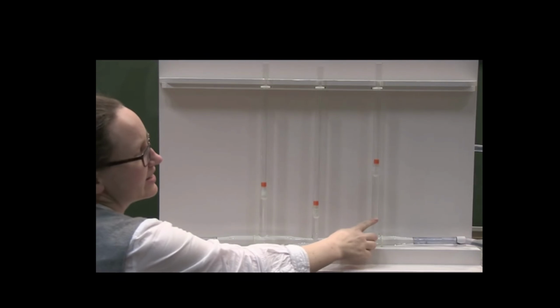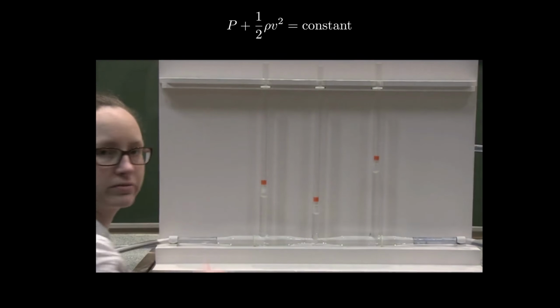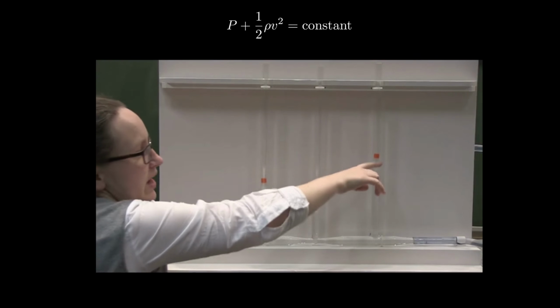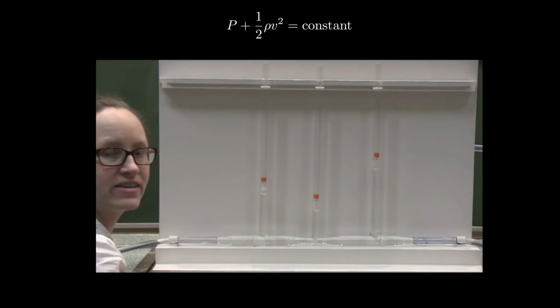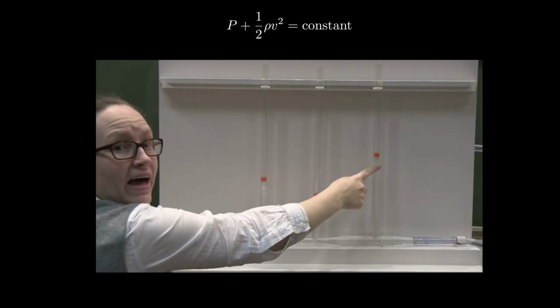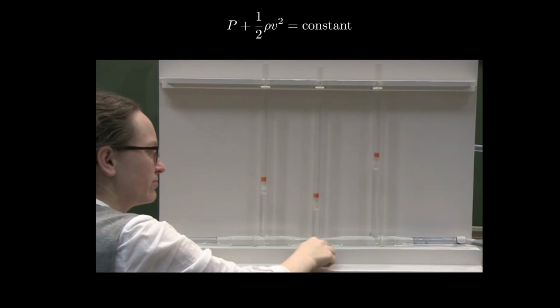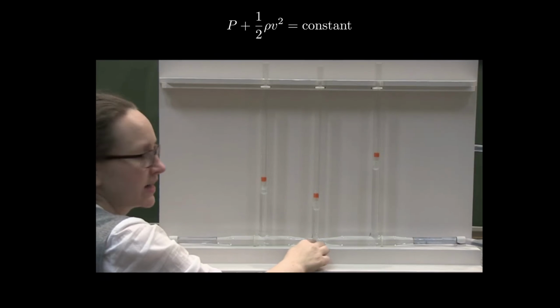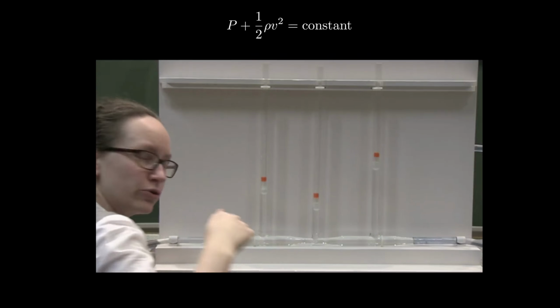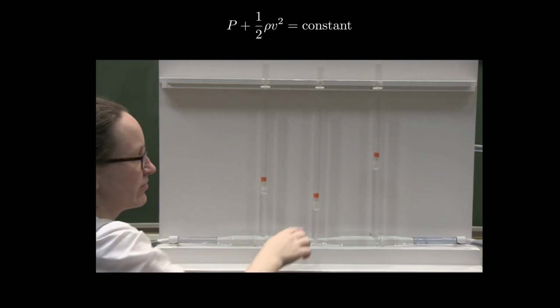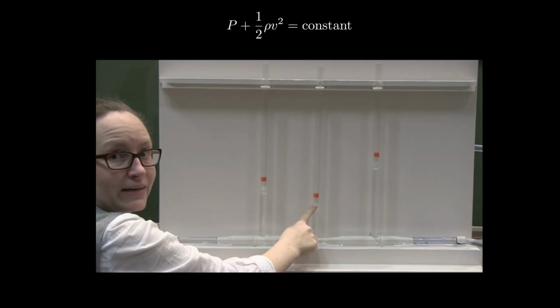So you can see at this end, the little bottle rises to quite a high height, indicating that we've got more pressure at this end. Then when we go through the narrow part, this bottle rises to a lower height, showing that we've got a lower pressure in the middle here.